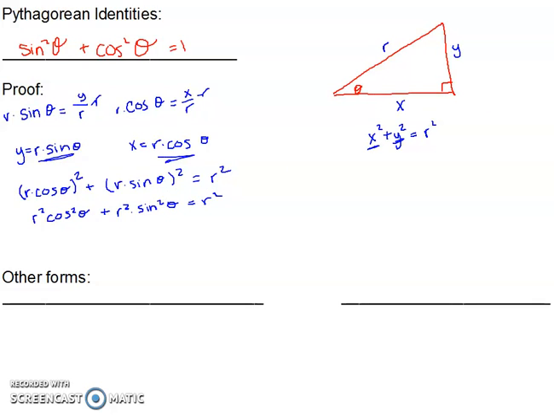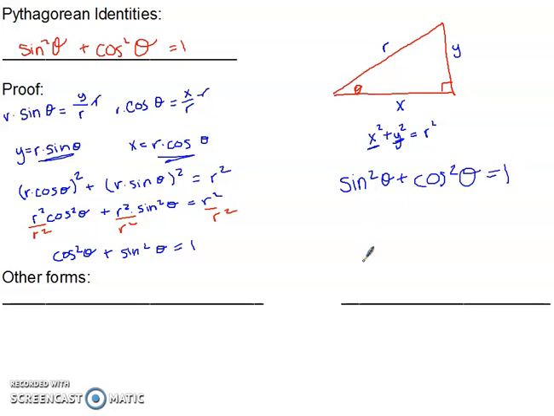From here, you might already see our next step, but that is to just divide everything by r squared, leaving me with cosine squared theta plus sine squared theta is equal to, on the right side, 1. Now to write it according to the form that I have above, I would just switch the cosine and the sine. So sine squared theta plus cosine squared theta is equal to 1. And this is our Pythagorean identity.